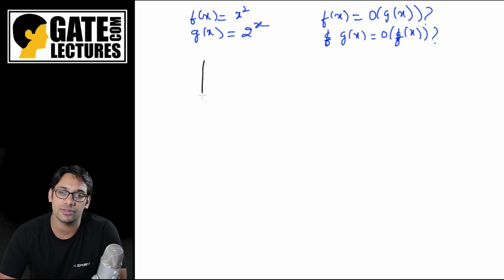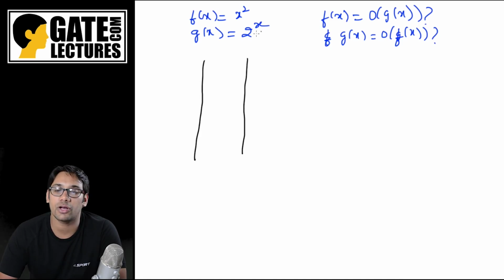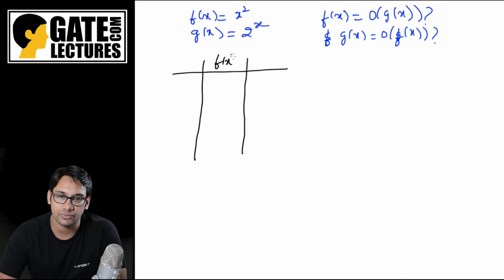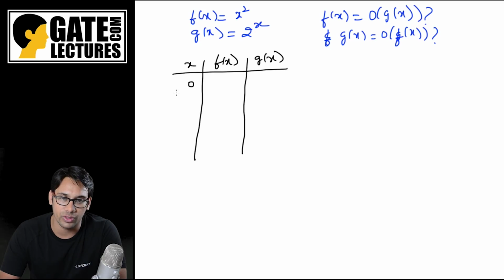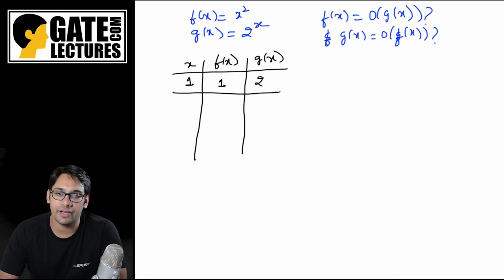So assume this is the table where we are going to put the values of x. Assume the value of c is 1. So this is f(x) and this is g(x), and this is x. If x is 1, the value of f(x) will become 1 and the value of g(x) will become 2. If x is 2, then the value of f(x) will become 4 and the value of g(x) will become 4.